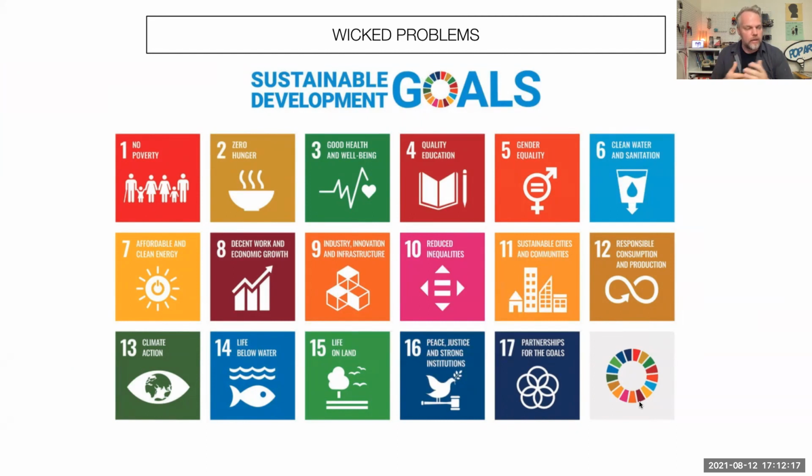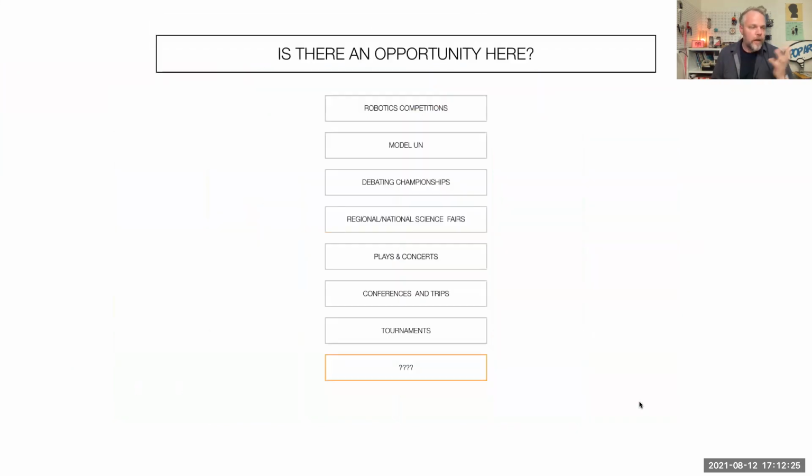And I know this is happening. A variety of organizations are doing this, but certainly in the Fab Lab network, it would be nice to see this, I think. So my question is, is there an opportunity here? We have these great initiatives that go on. Is there something that we can do like this in this environment?